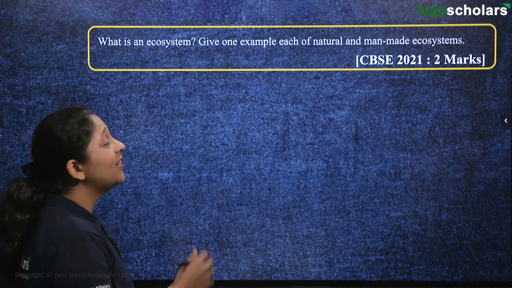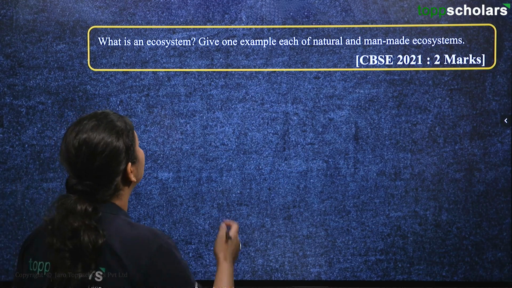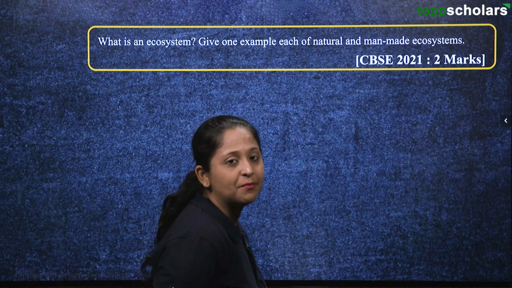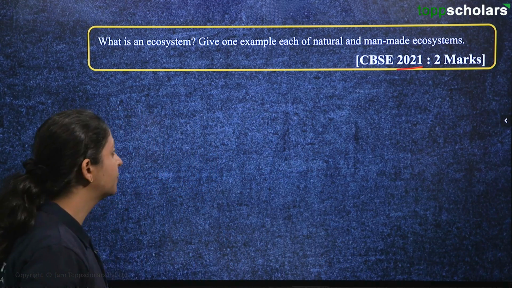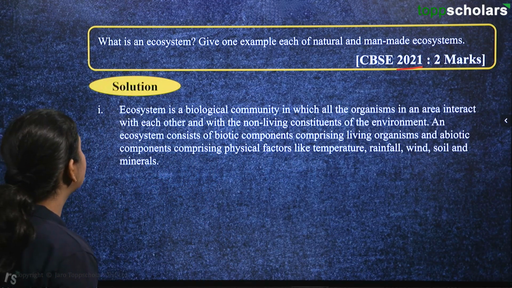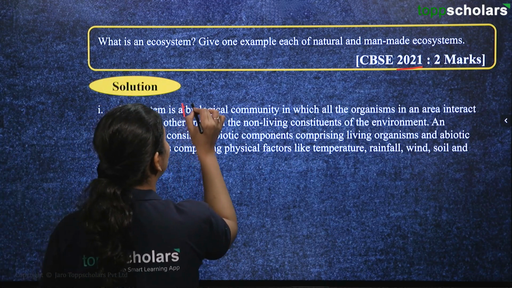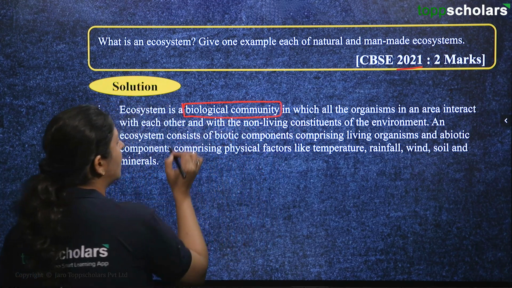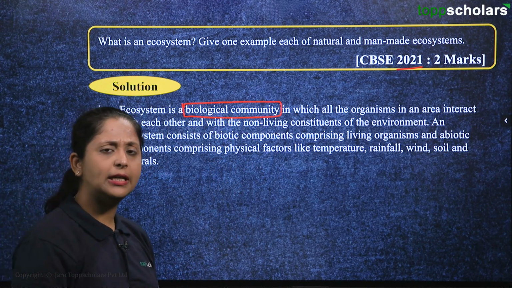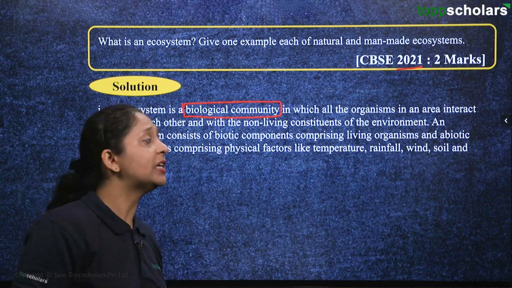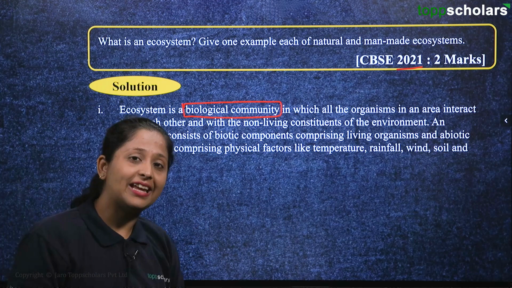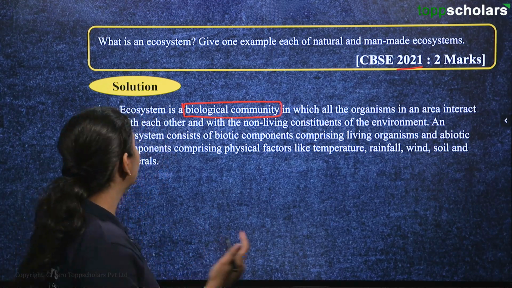So students, what is an ecosystem? Give example of natural and man-made. This is a question from the year 2021, which is a 2-mark question. The solution here states an ecosystem is a biological community. Why are we calling it a biological community? Because there are organisms belonging to that ecosystem in a particular area, and they all interact with each other.